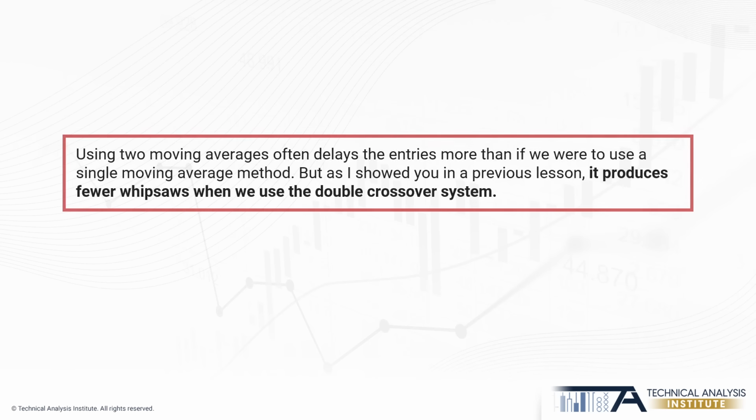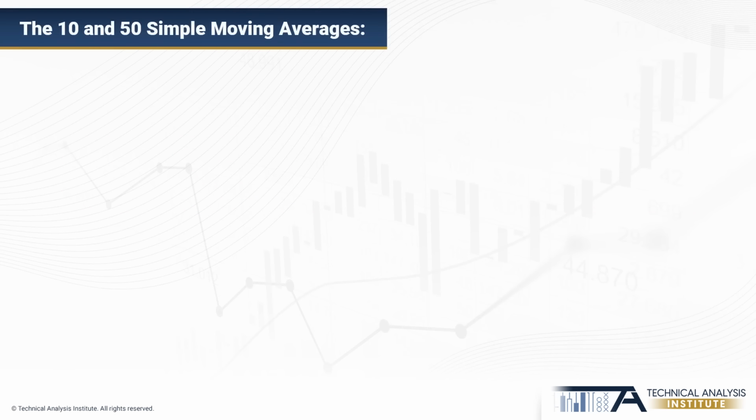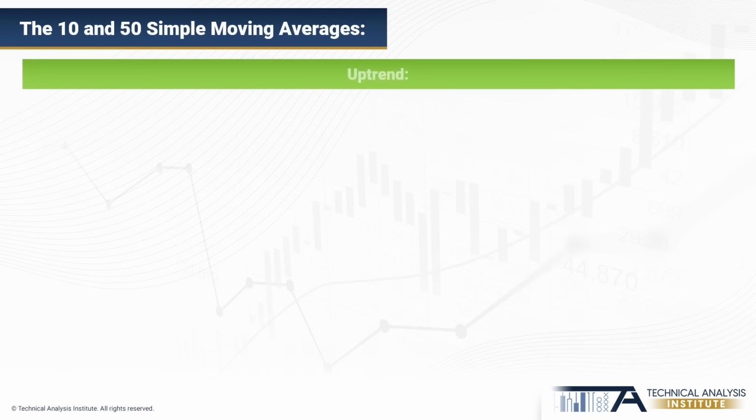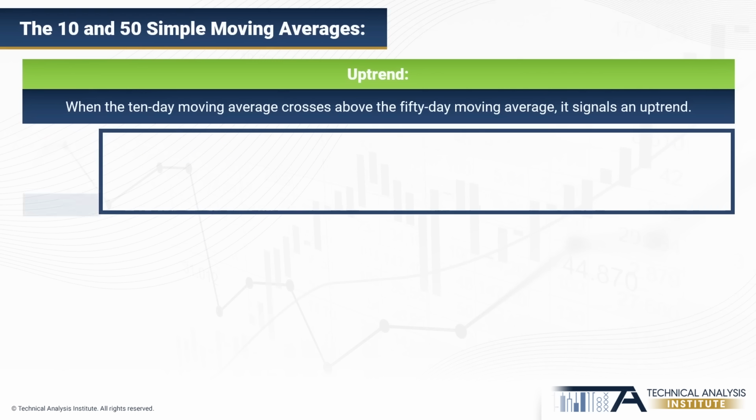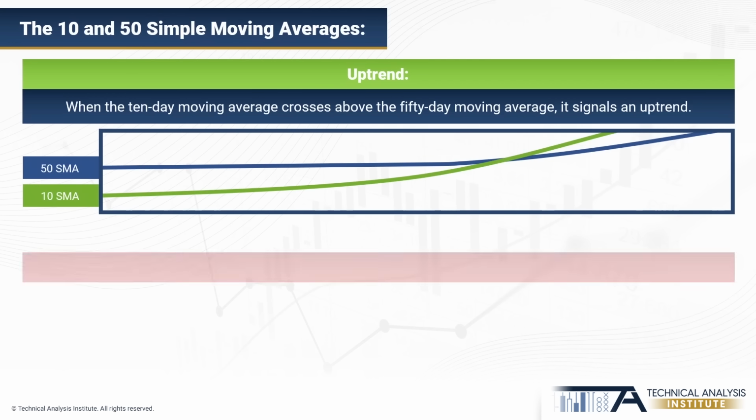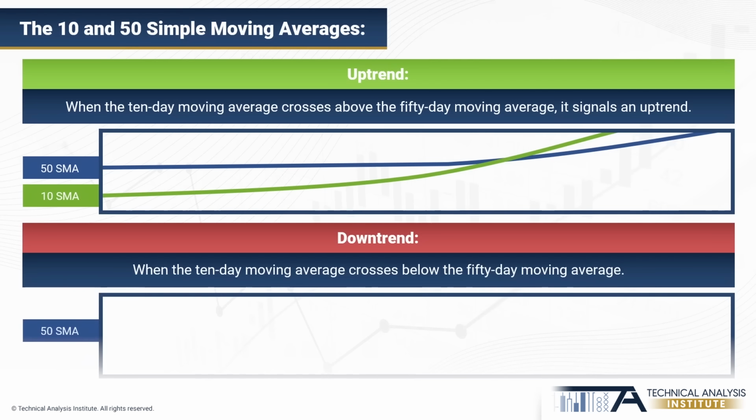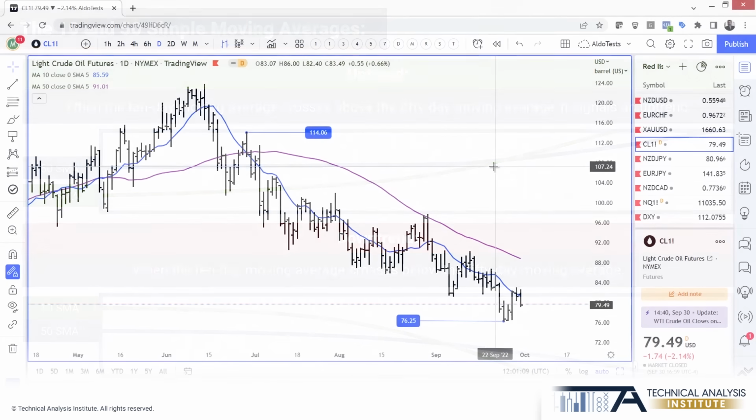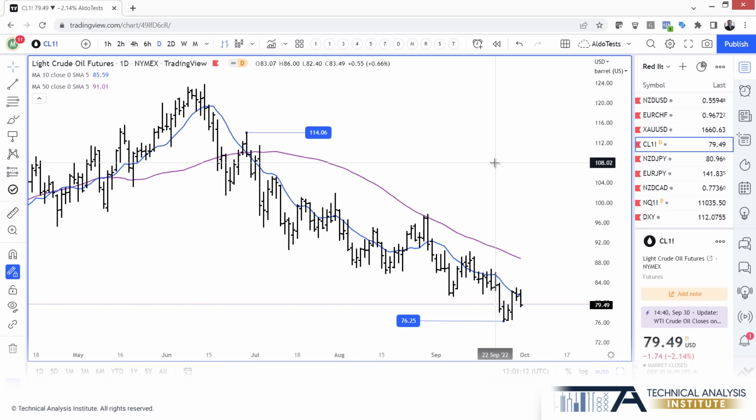Another combination worth mentioning is the 10 and 50 simple moving average, a favorite of many long-term traders. As usual, when the 10 crosses above the 50, it signals an uptrend. A downtrend is when the 10 crosses below the 50. You can see on this chart how this combination cut a large portion of the decline from 114 all the way down to 76.25. And the 50 SMA worked as resistance every time prices attempted to go higher.